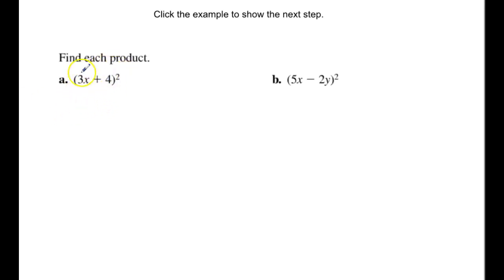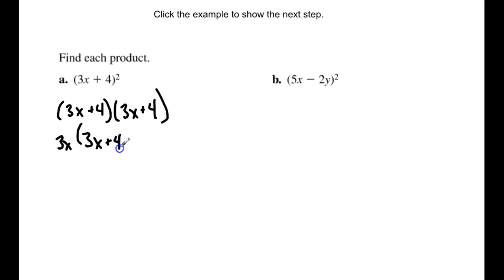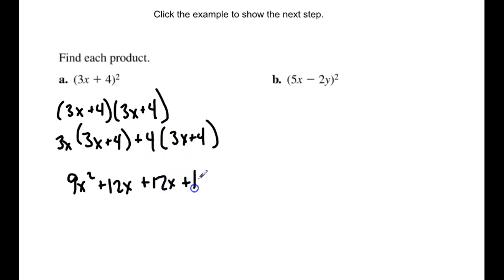So first of all, this 3x plus 4 squared is the same thing as 3x plus 4 times 3x plus 4. Now let's just double check that our pattern actually works, right? So I take my 3x times my entire second one, plus 4 times the entire second one. Now let's multiply it out. 3x times 3x is 9x squared. 3x times 4 is 12x. 4 times 3x is 12x, and 4 times 4 is 16. So now I see I have two terms with an x that I can simplify. So I have 9x squared plus 24x plus 16.